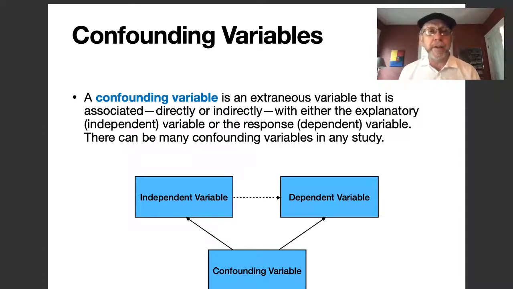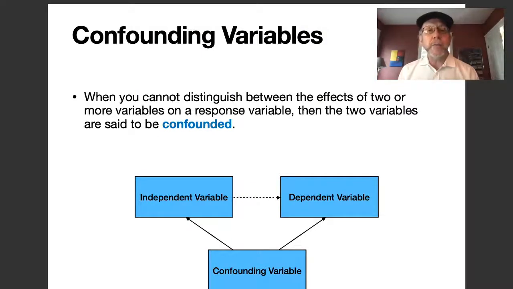Maybe shoe size does influence reading ability. But that's actually not the case, as we know. It's just the simple fact that the kids are maturing, and as they get older, they're both growing physically, and their reading ability is getting better. Now, in a lot of situations, confounding variables aren't as easy to spot as in this simple situation, and that's why they're a real problem in studies, both observational studies and experiments.